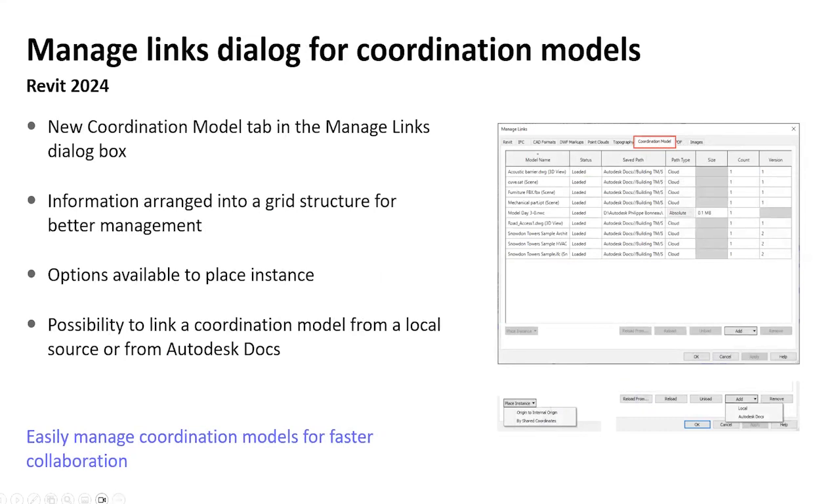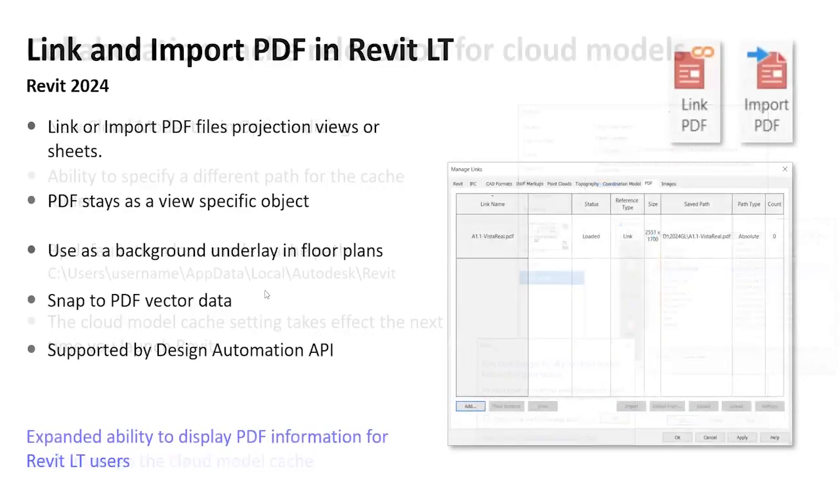As a result, in the Manage Links dialog box, there's a new coordination model tab. We're going to be able to quantify how many coordination models we have, what the status of them is, are they in the cloud, or are they referenced in our local files, the size of them, hopefully as well. Basically, easily manage coordination models for faster coordination within the team.